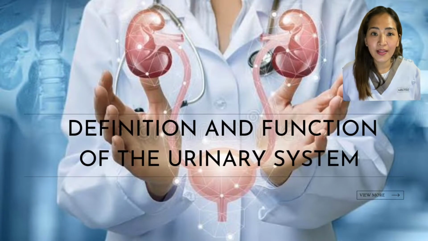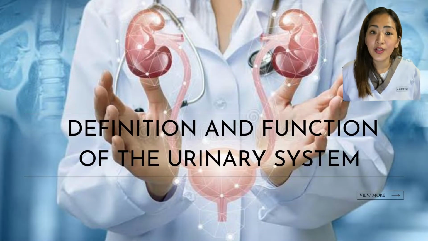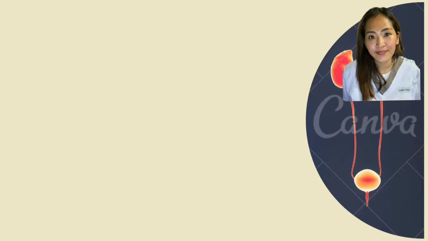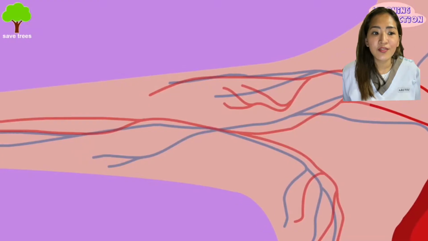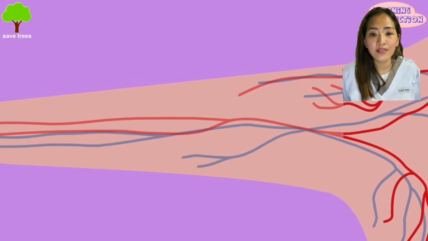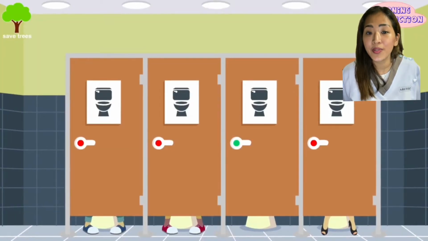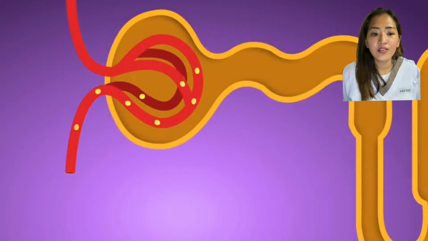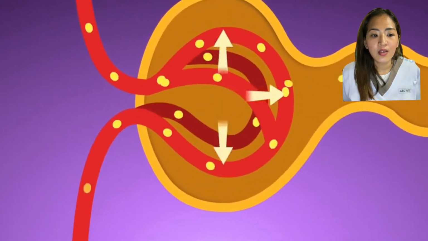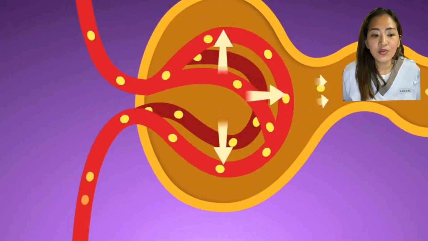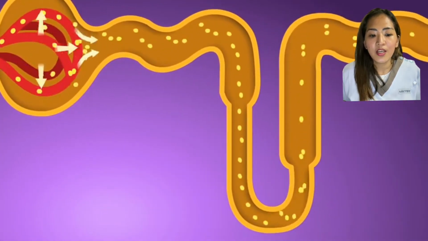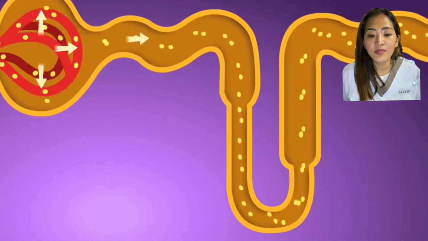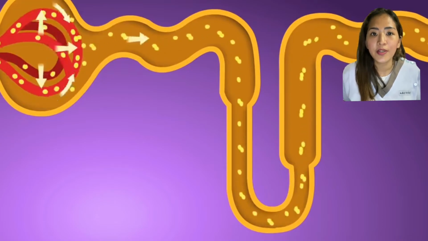Hello everyone, I'm Apple Isidro, and now let's talk about the function of the urinary system. The urinary system works as a filter, removing toxins and waste from your body through urine. It uses a series of tubes and ducts to pass this waste. These tubes are connected to your blood vessels and digestive system. Your urinary system helps the rest of your body work properly.